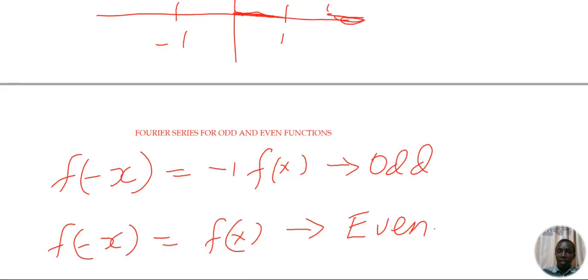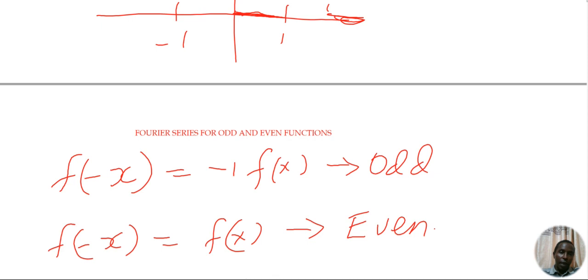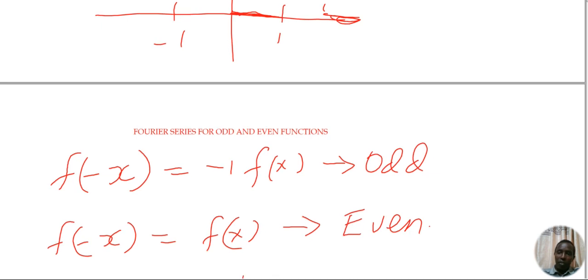Hello, in this video I'm going to talk about the Fourier series for odd and even functions. Previously I've talked about odd and even functions. I said that a function is odd if f of negative x is equal to minus 1 times f of x, and a function is said to be even if f of negative x is equal to f of x.